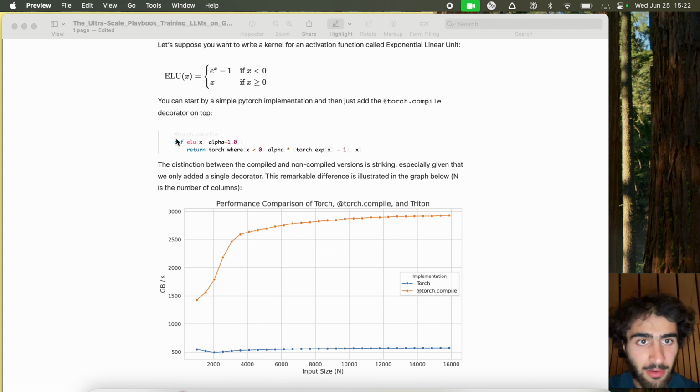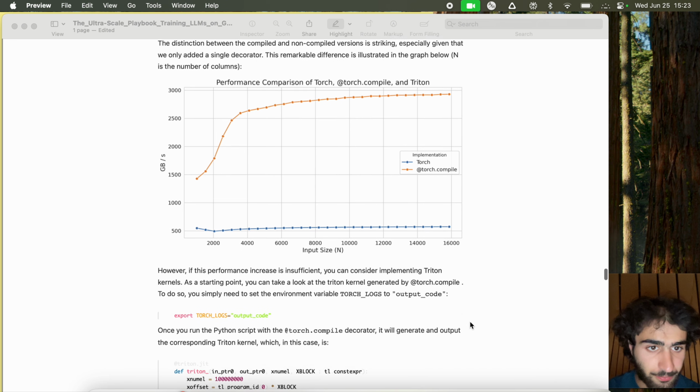But if you add @torch.compile above the function definition, then you will have a large difference between the compiled and non-compiled versions, which is evident here in the comparison of the two implementations of this activation function. So for a given input size n, we have the gigabytes per second, so I guess the throughput of the function. And with torch compile, it goes from 500 to 3000. So it gets up to 6 times faster depending on the input size.